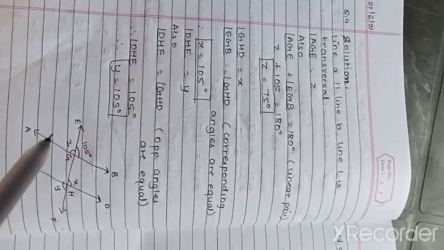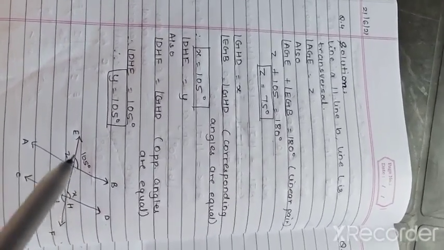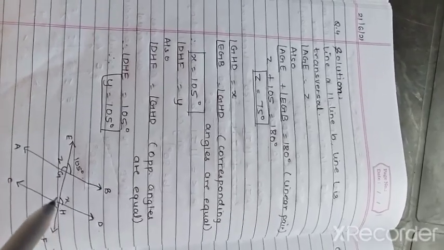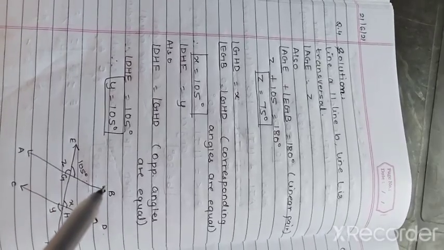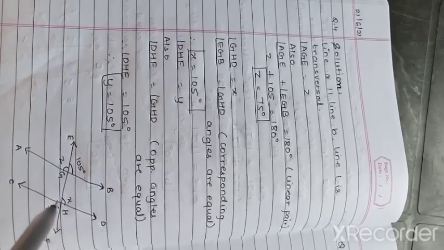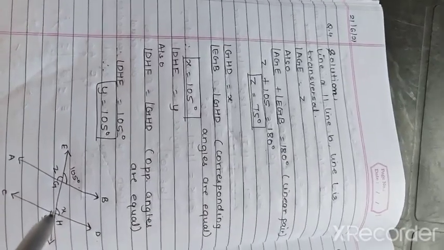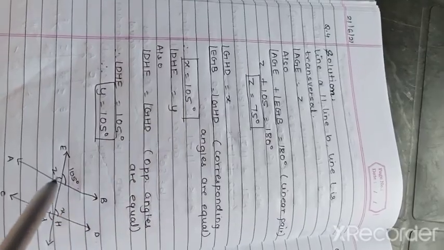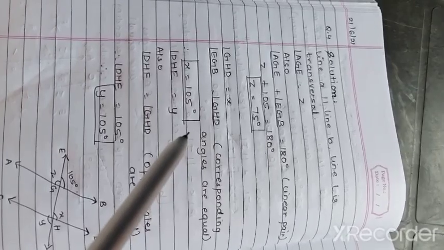Again, I can say GHD is your angle X. And EGB and GHD are nothing but corresponding angles. You all can see this is a mirror image of F. So if EGB is 105, the same is the measurement of GHD. So I can say GHD is also 105. The reason is corresponding angles are equal. So GHD is nothing but angle X. So I can say angle X is 105.